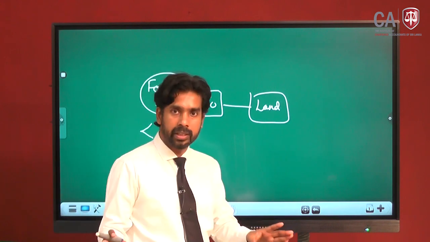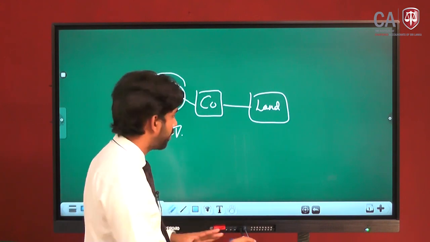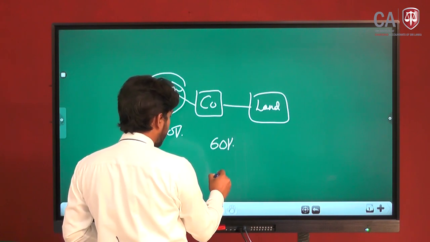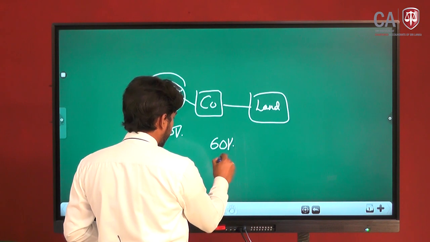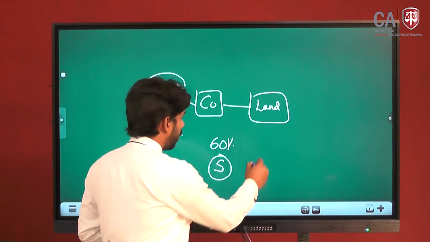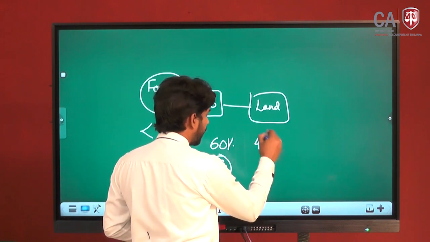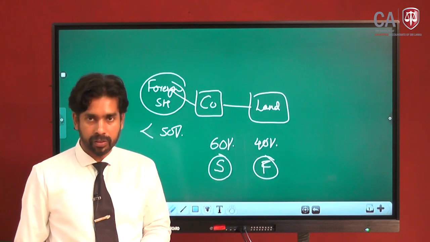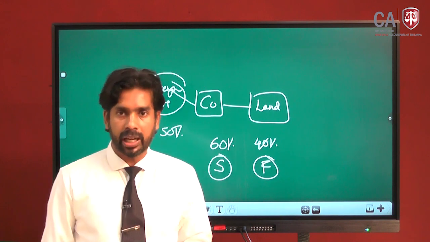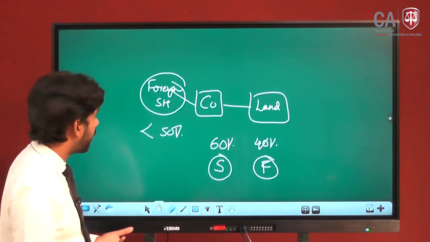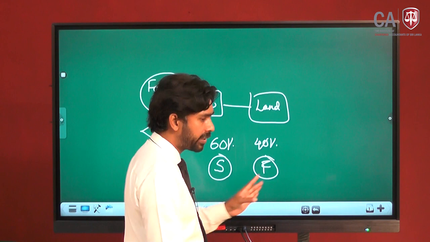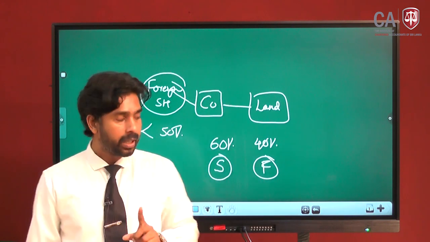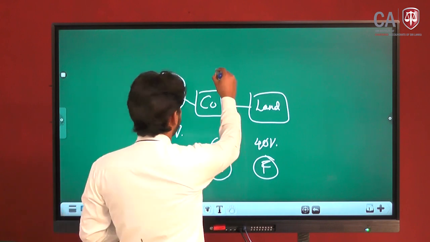Now, those conditions are met here according to the scenario that you have been given. 60% of the shareholding is owned by a Sri Lankan person. Only the balance 40% is owned by the foreigner. So, it is less than 50%. Of course, this company can purchase this property. There are no restrictions because of that under the Act.